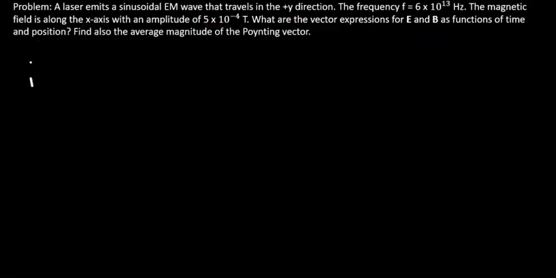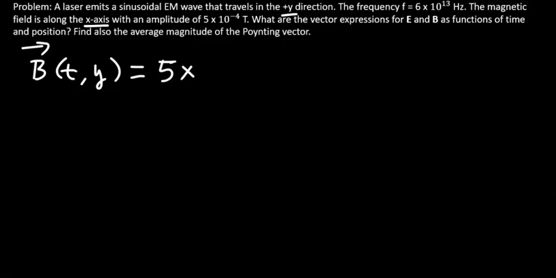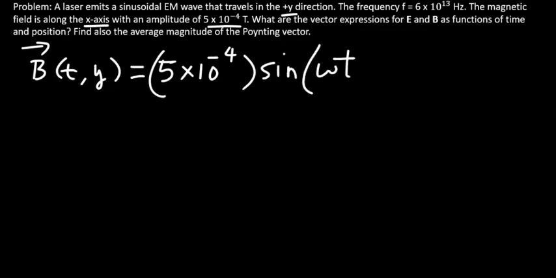So let's do the magnetic field first. We know it is directed along the x-axis, but the wave travels along the positive y direction. So B as a function of y and t equals the amplitude, which is 5 times 10 to the power minus 4 Tesla, that's given right there, followed by the sine function, sine omega t minus ky, with y here because the direction of propagation of the wave is along the positive y direction, therefore the minus there. Since the magnetic field is along the x-axis, you should include i hat, the unit vector along the positive x-axis.